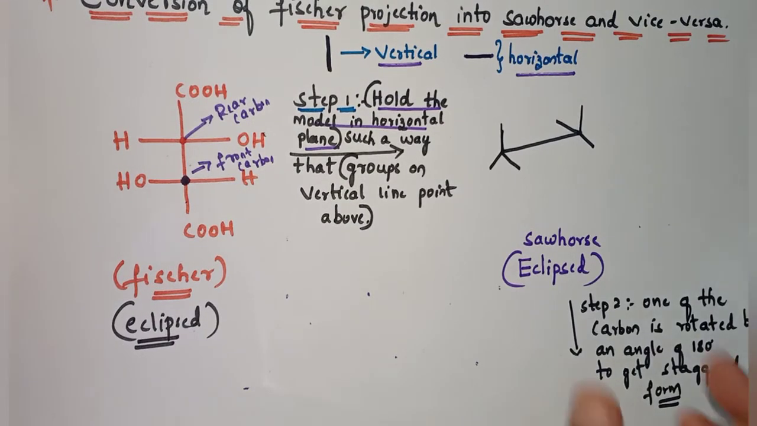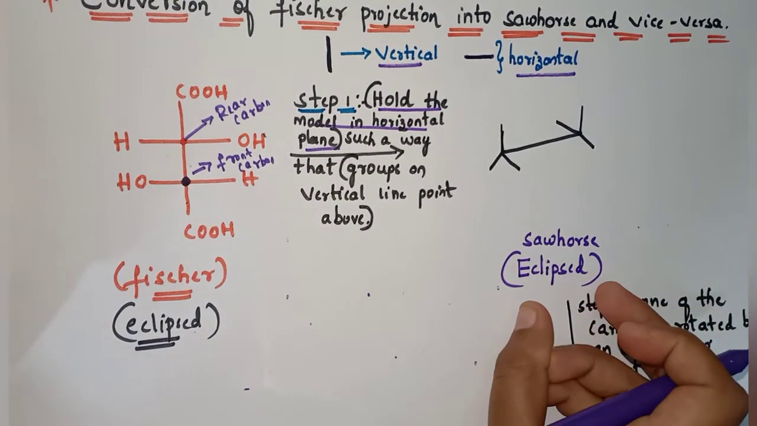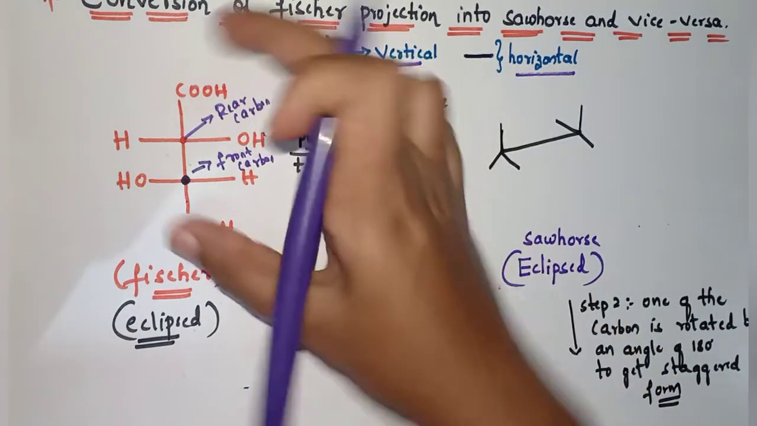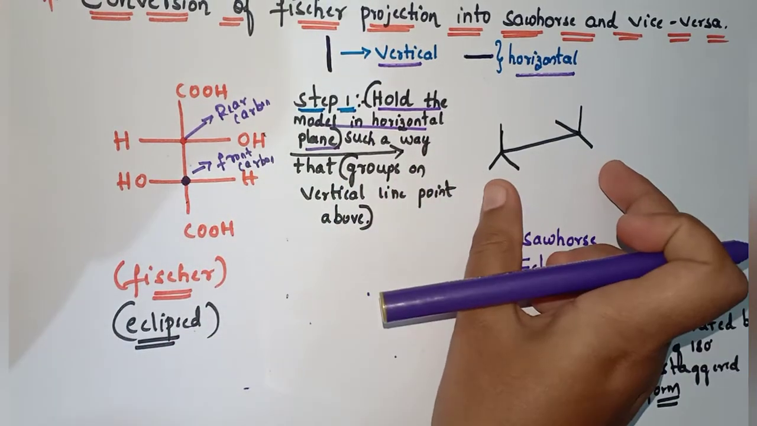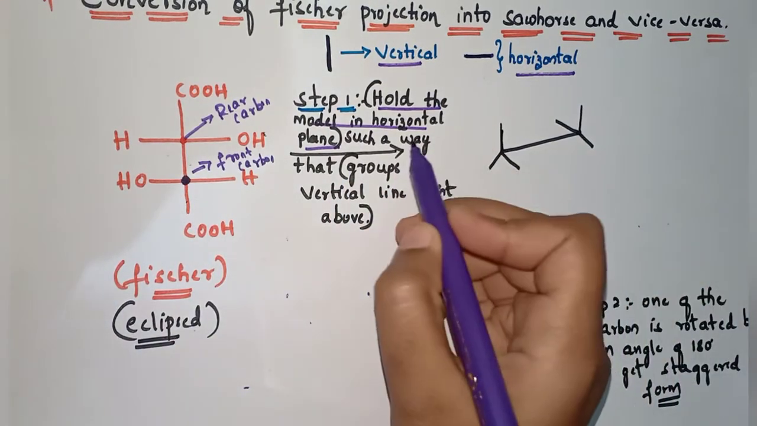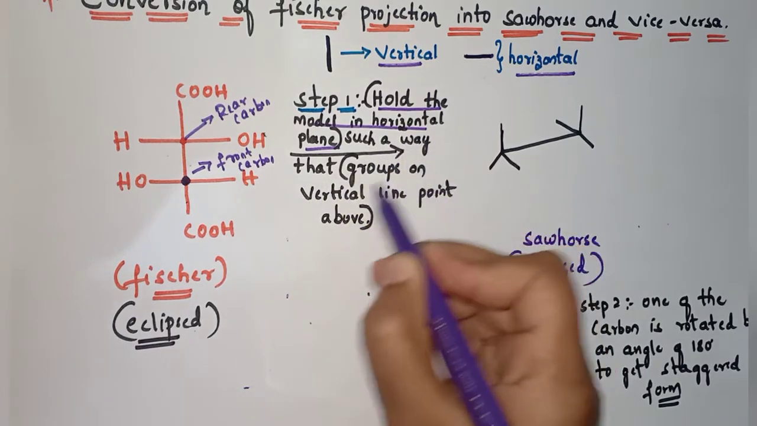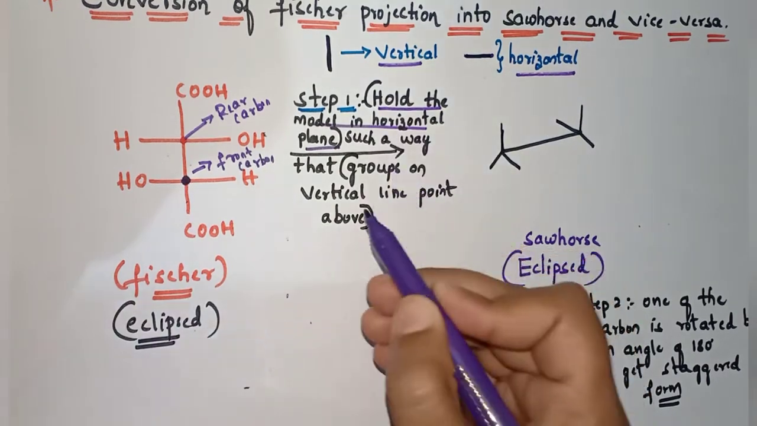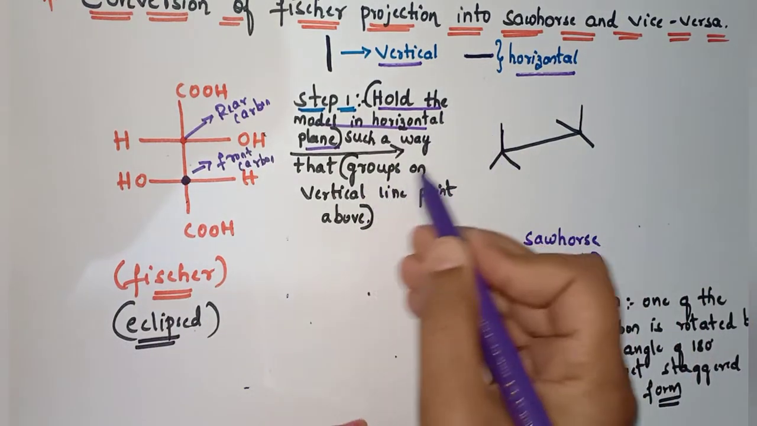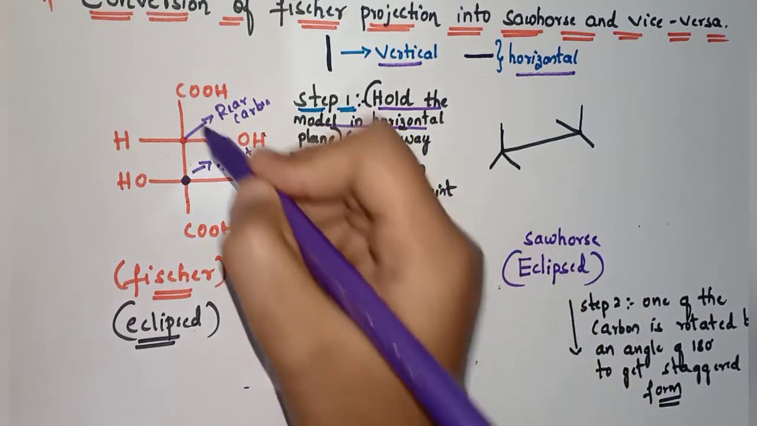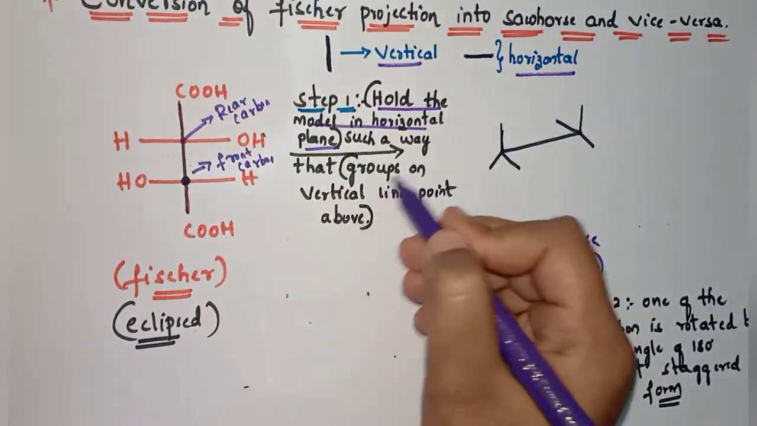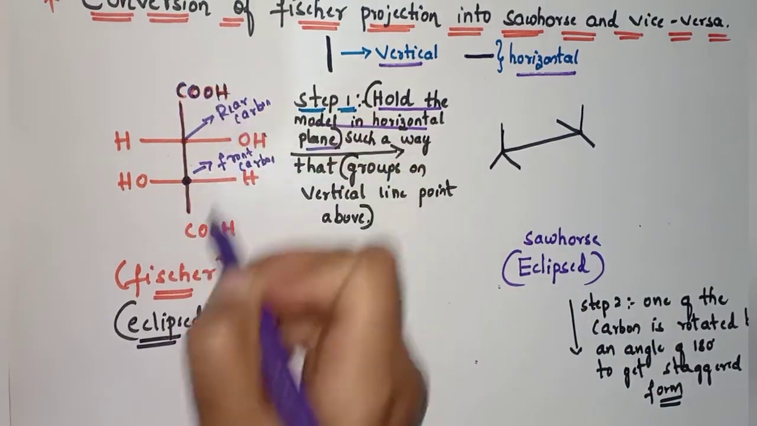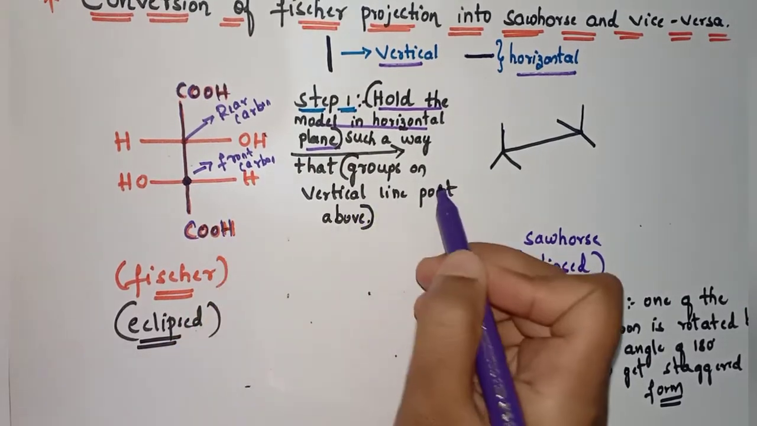I have already represented the skeleton of this Sawhorse eclipsed. Now I have held the model in horizontal plane like this. The other important point is that we have to hold the model in horizontal way in such a way that groups on vertical line point above. So it is a vertical line. Which are the groups present on the vertical line? This COOH and this COOH. So they should point above.